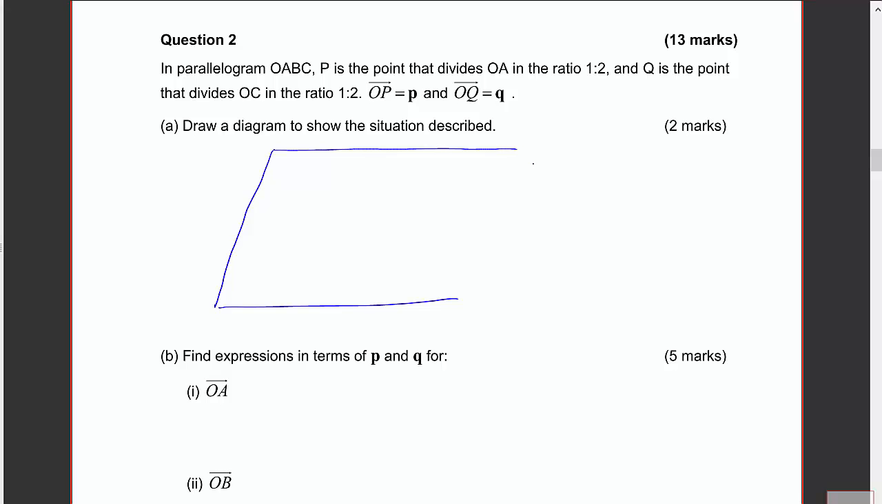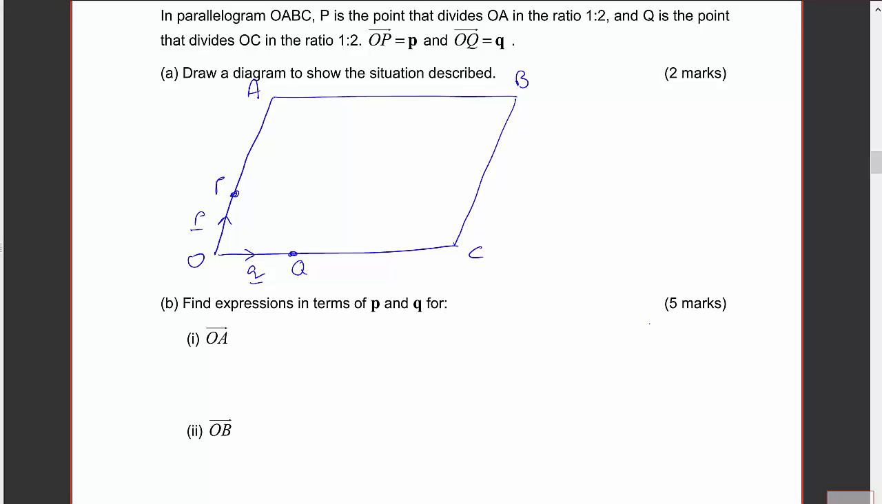So, it's a parallelogram. If we call this O, always label around either clockwise or anti-clockwise. P is here, closer to O, remember divides in the ratio 1 to 2, and Q is here, and then this is the vector p and this is the vector q.